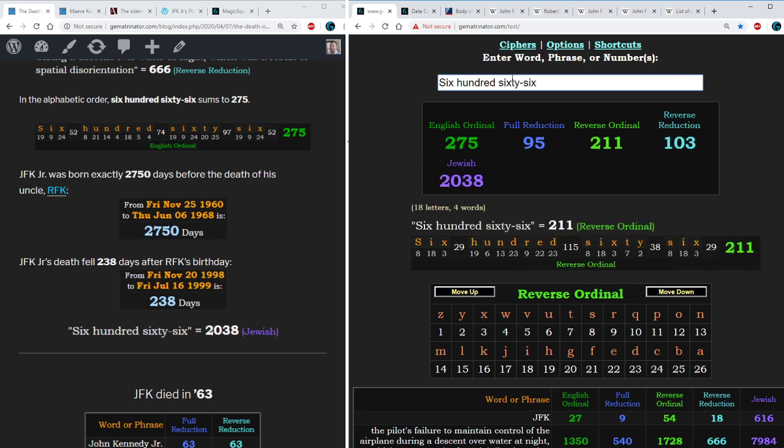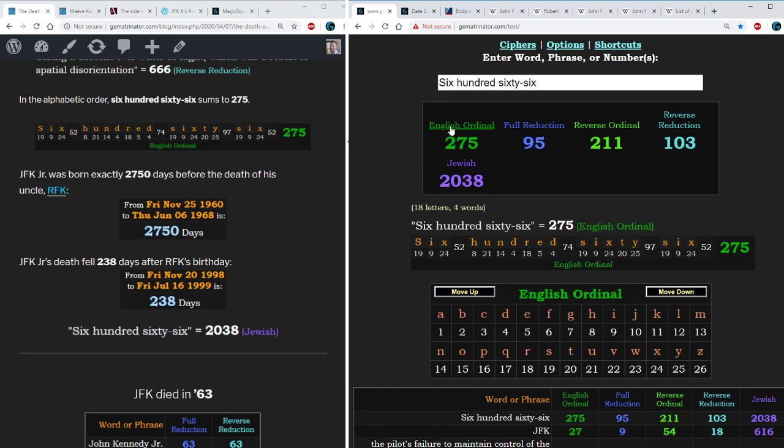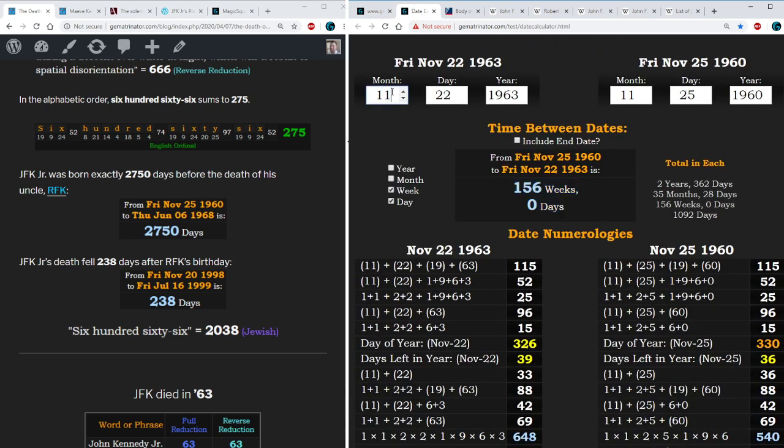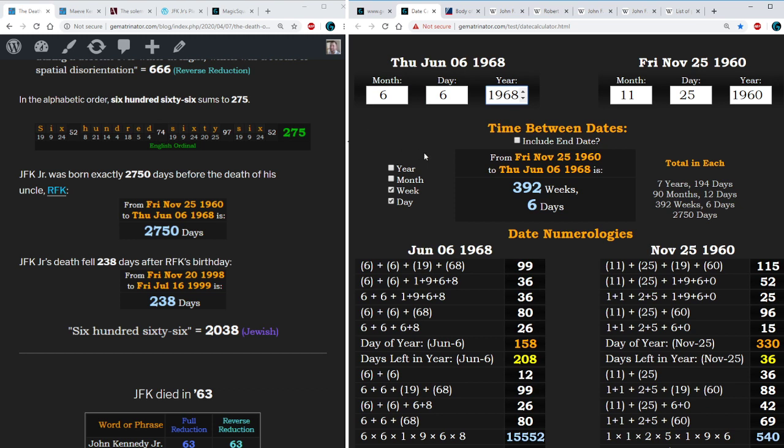But when we write out 666 using the alphabetic order, we find it's 275. Well, if you measure from the birth of JFK Jr. to the death of RFK, you get exactly 2,750 days.